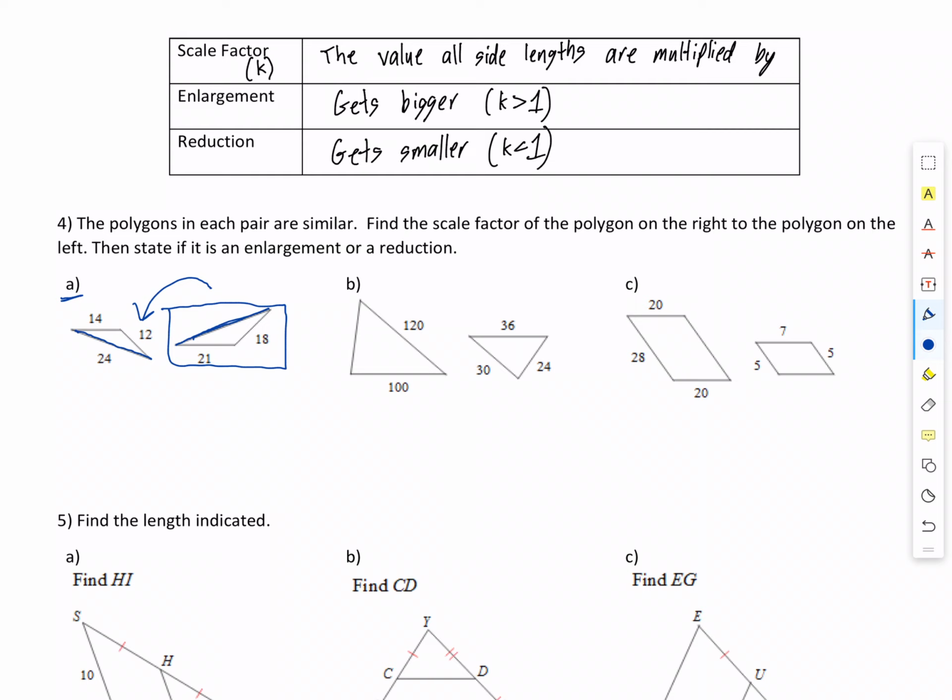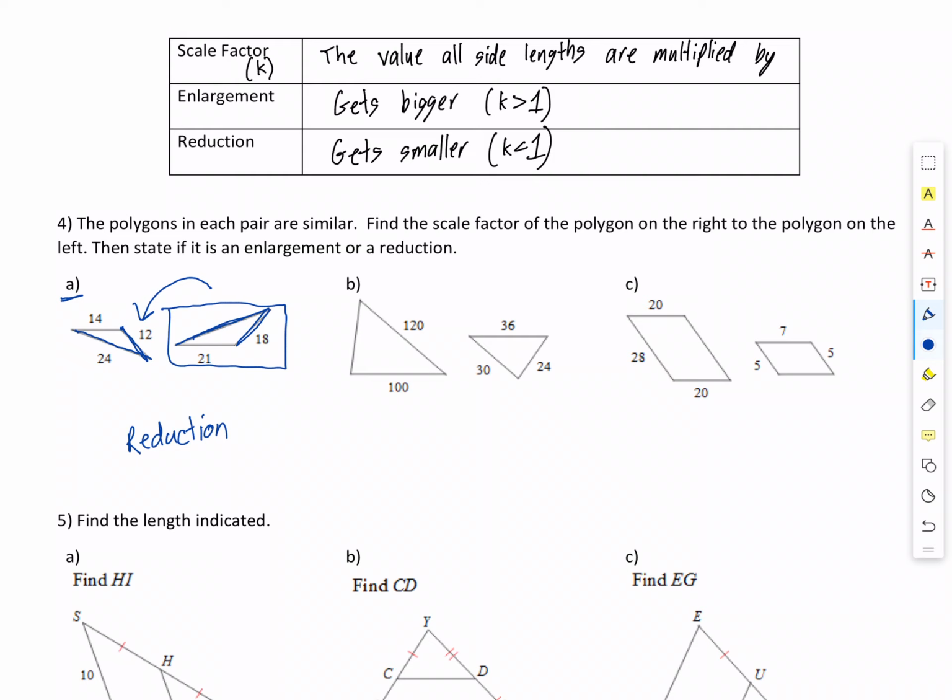And then we have, this is our smallest side, 18. So 18 corresponds to 12. That'll help us to know what's going on here. It helps us figure out what our K value is. So since we're going from 18 to 12, we're getting smaller. So that would be a reduction.